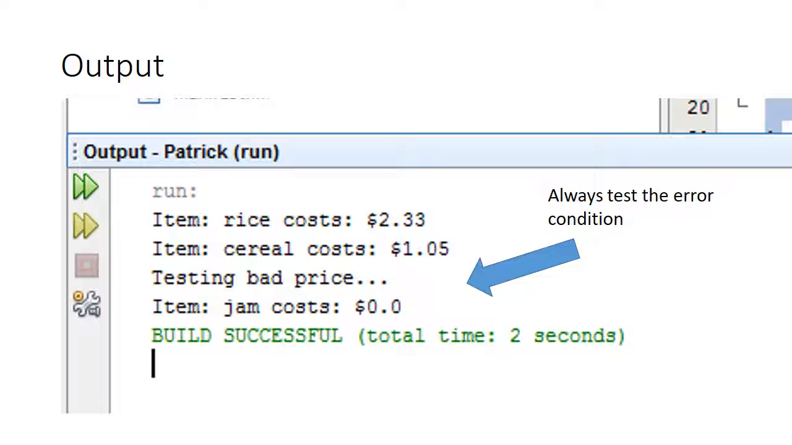So in this case, I've entered a rice price and a cereal price and also a jam price. But when I attempted to enter the jam price, I entered a negative number. As you can see in the output in this screen, jam prints out a 0 price instead of a negative price, which means the program worked.